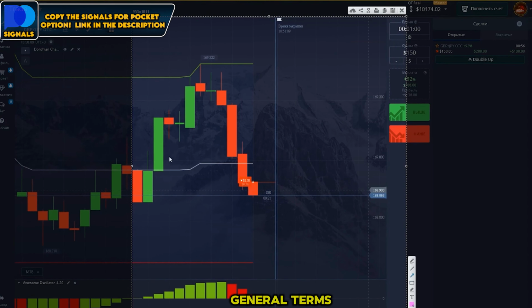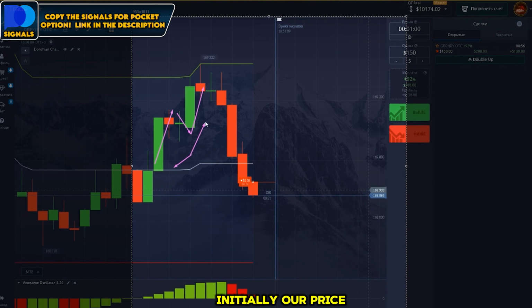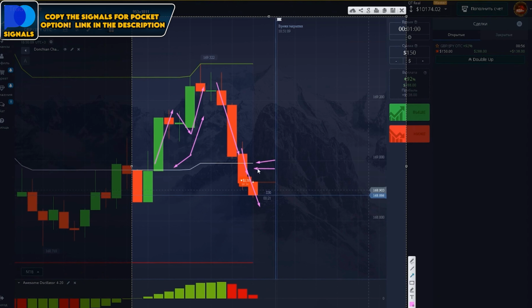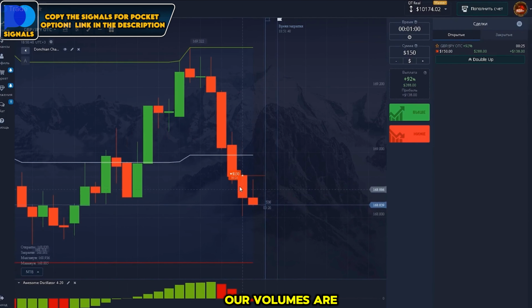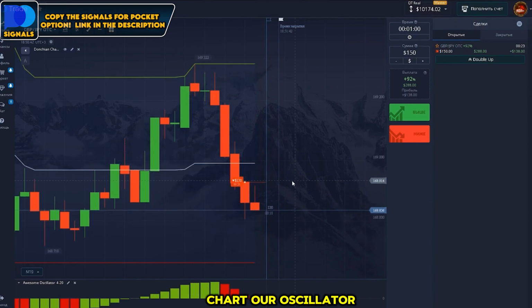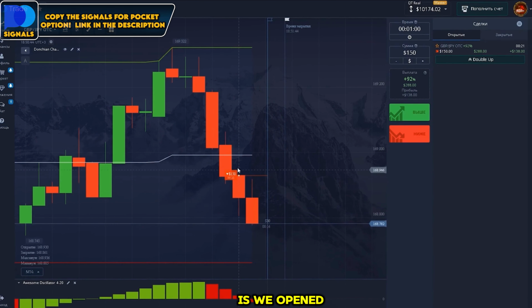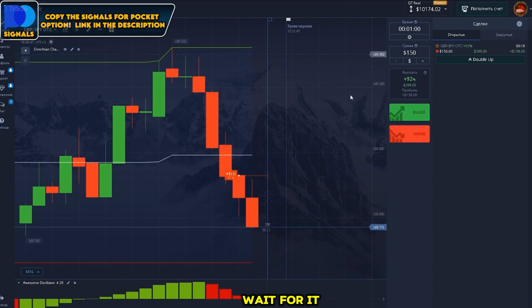But what do we see in general terms? As I mentioned earlier, the average line divides our chart into 2 areas. Initially, our price was moving above the average line, and then the chart reversed. The price broke through the average line, went down into the lower area, and this gives us a signal for a decrease when our price is below the average line, and of course our volumes, our chart, our oscillator. That's how it is. We opened our trade, now we will wait for it to finish.